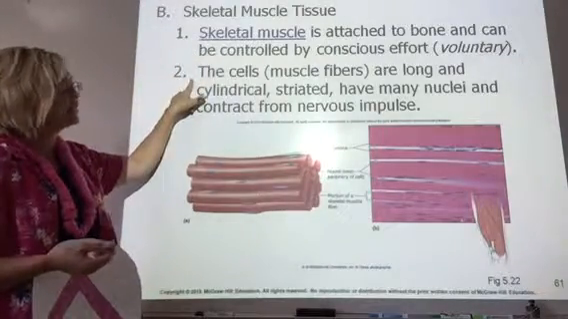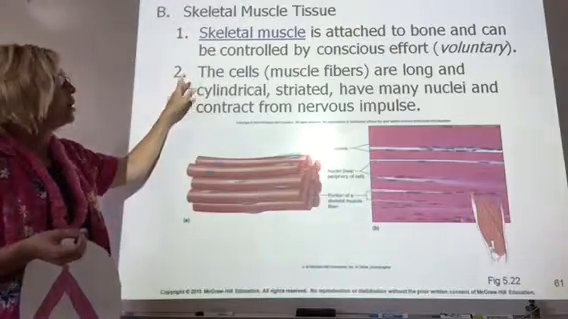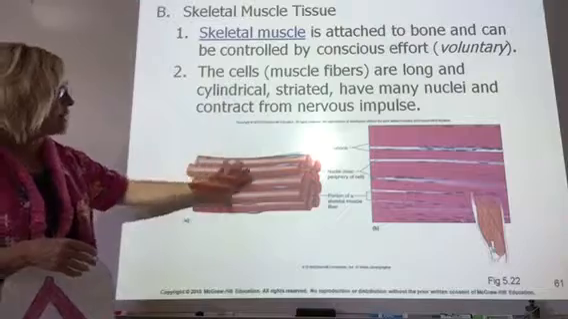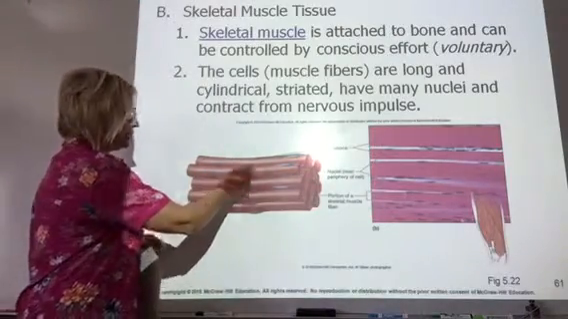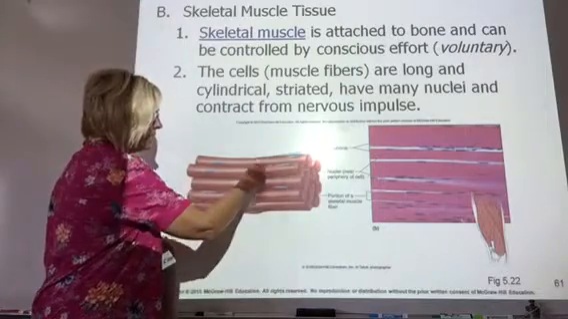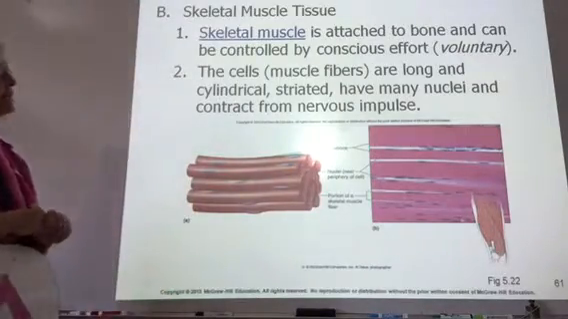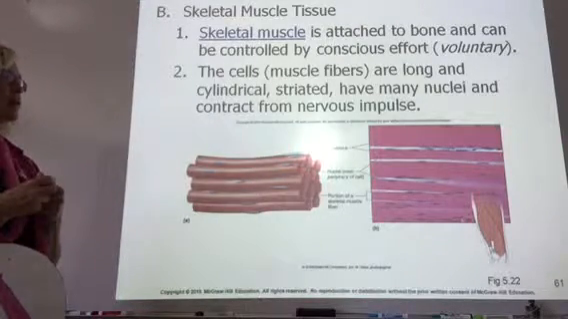The muscle cells, or muscle fibers (a muscle cell is called a fiber), are long, cylinder shaped, and packaged together. They're going to have striations, so you're going to see the little lines that go through them. Lots of nuclei are spread out through them, and their job is to contract.